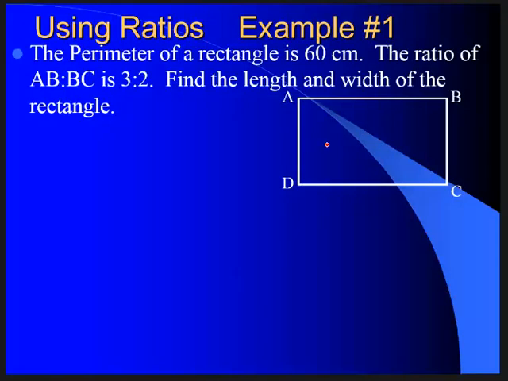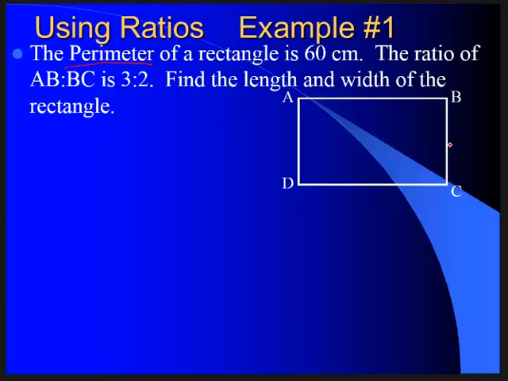Okay, here's another way to use ratios. The perimeter of a rectangle is 60. Okay, what is perimeter? Need to know that word. Remember, it's the distance all the way around. The ratio of AB to BC, so length to width, is 3 to 2. Find the length and width of the rectangle.